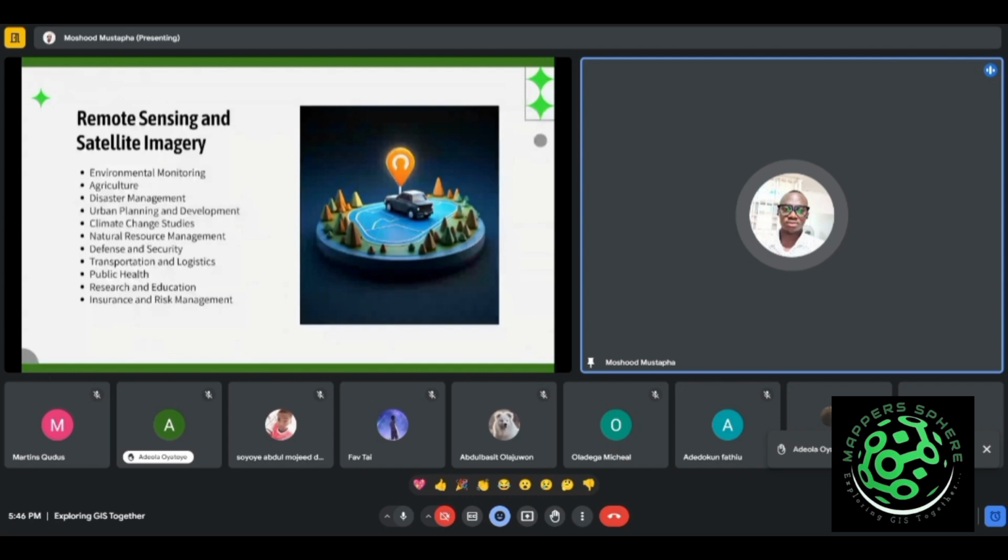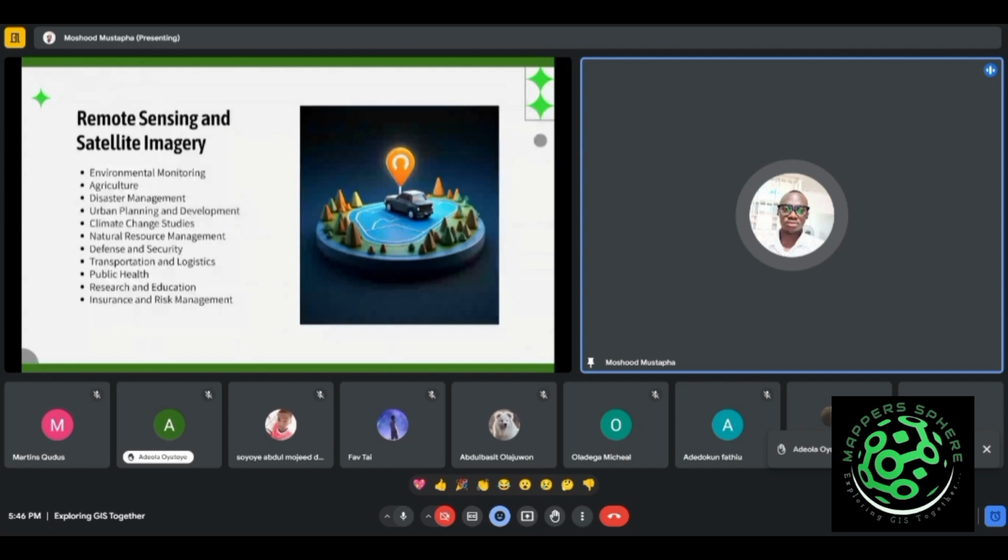The other one is transportation and logistics. I already made mention of Uber as an example. We also have public health. You can also apply remote sensing. For instance, during the period we had coronavirus, if not for coronavirus, people would not have even imagined what GIS and remote sensing can actually do in the public health sector.